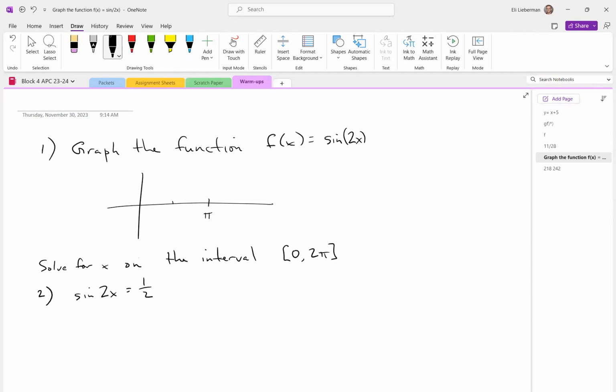So 0 to pi. How many points do I need to graph sine? 5 points. Going up to 1, down to -1, and back to 0. So something like this. Is that right?